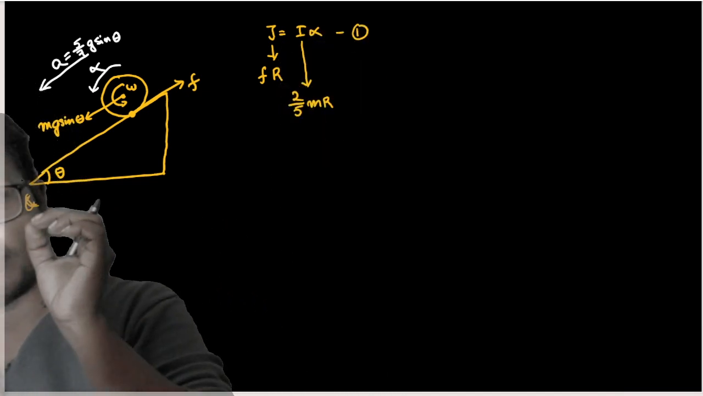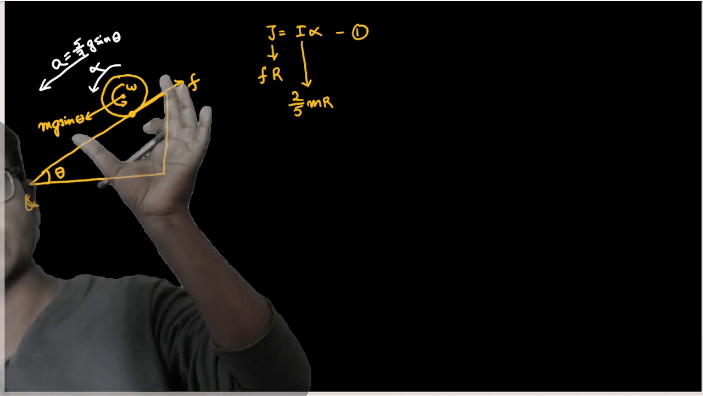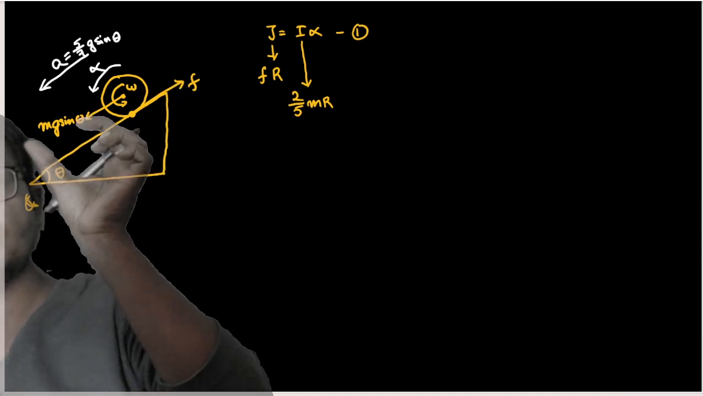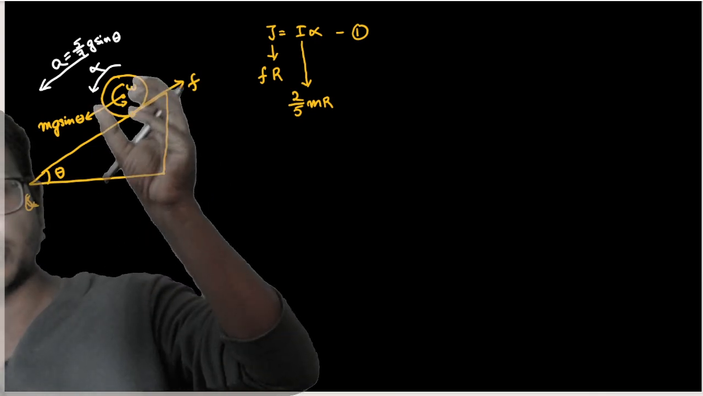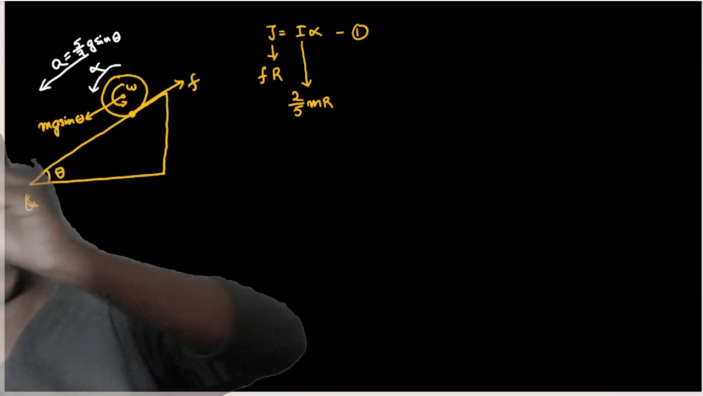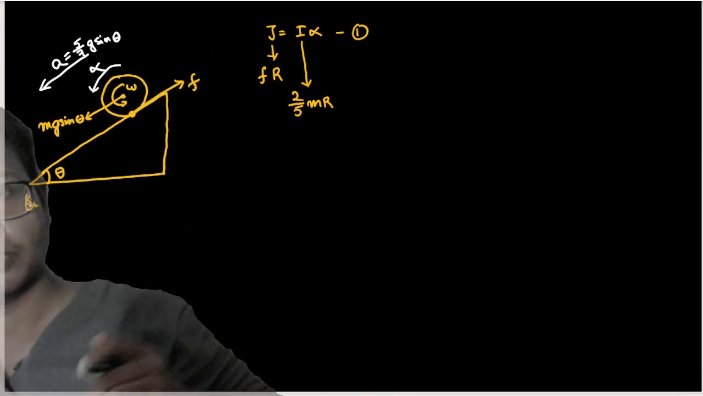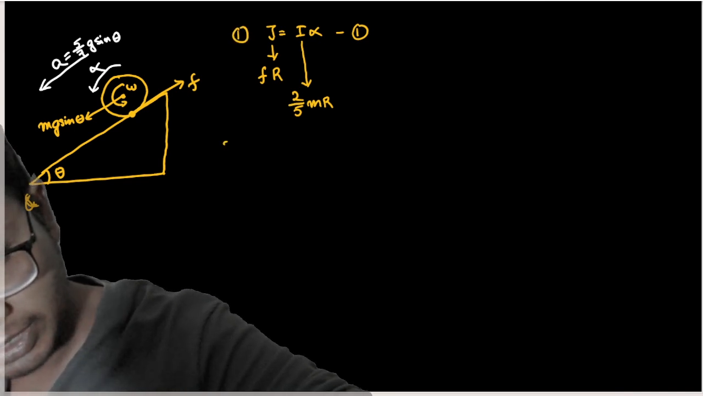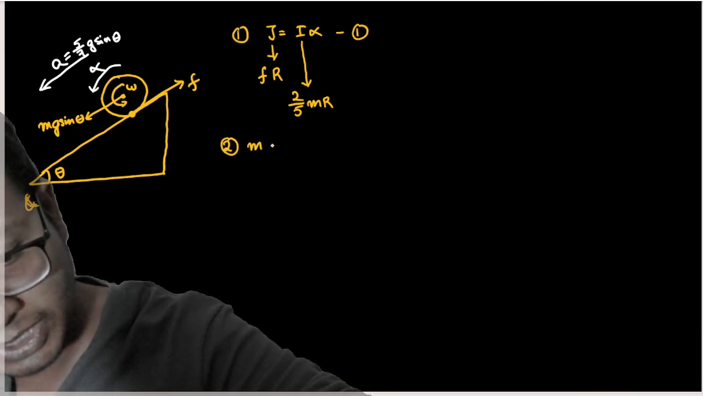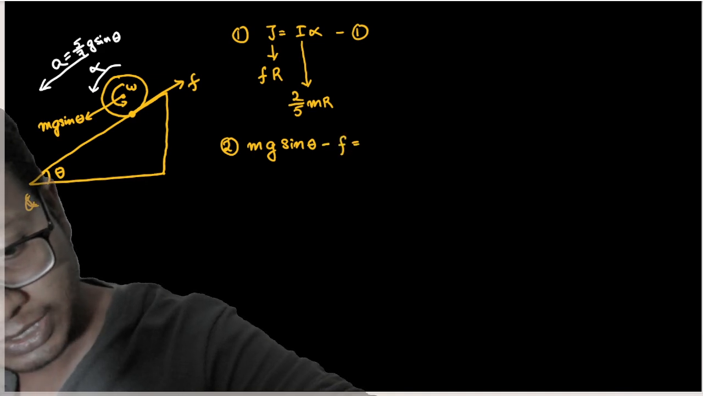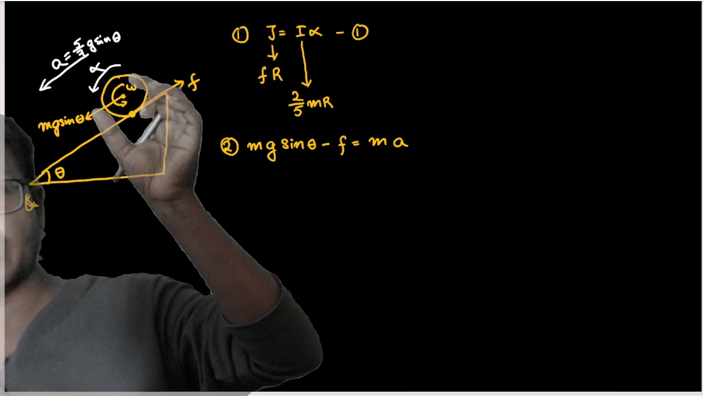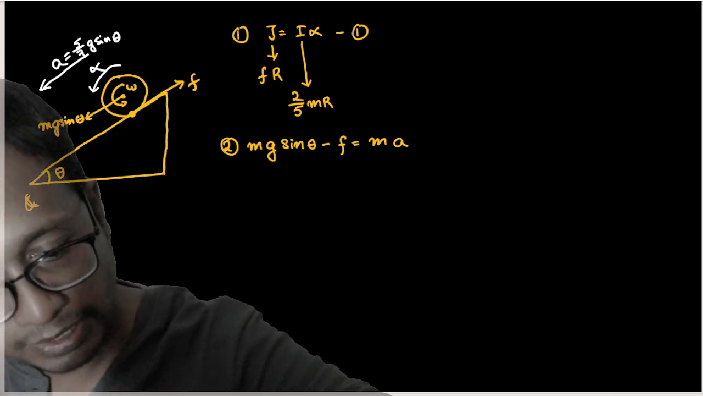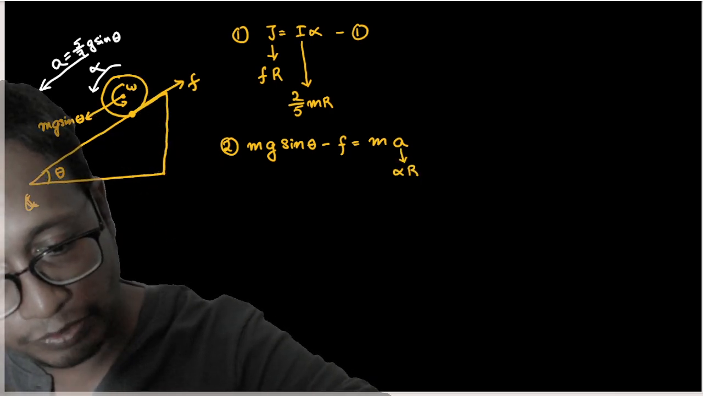However, when I'm observing from the ground frame of reference, I have to add another equation. What is that other equation? Mg sin theta minus friction force is equal to mass into acceleration. Why? Because this ball is translating also, no? It is moving in a straight line also, no? It is accelerating in this line also, no? So this is my torque equation. The second one would be my force equation, which says mg sin theta minus friction force is equal to mass into acceleration. And for pure rolling, acceleration a is equal to alpha into r, isn't it?